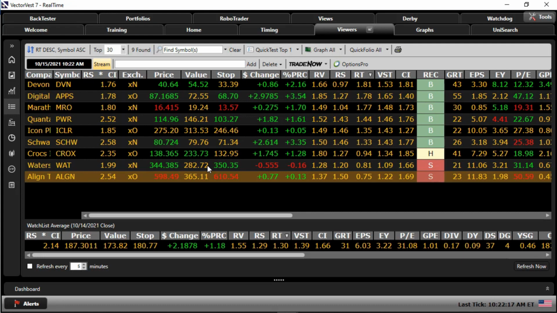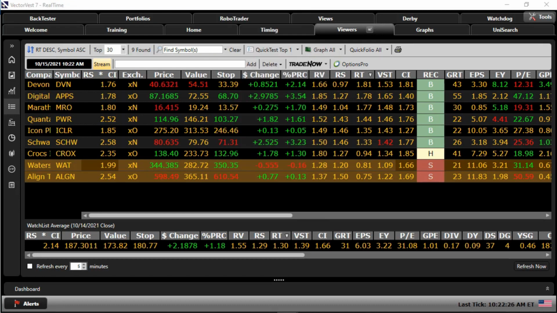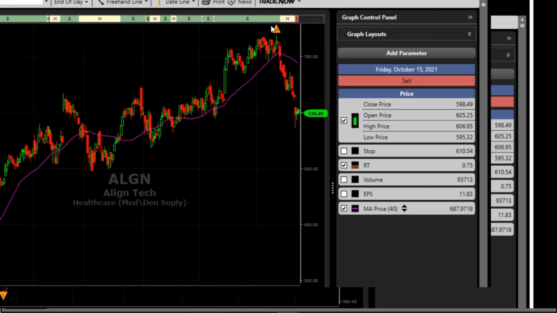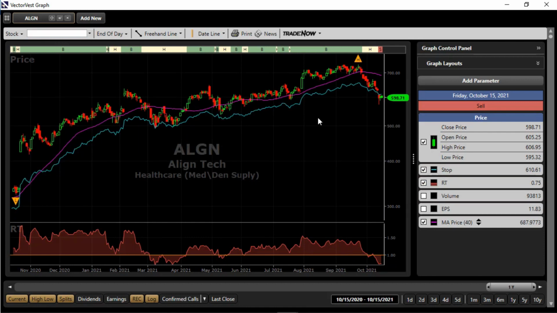So what we want to do, like the slide said, is check the graphs and close any position that has met your predetermined exit criteria. So I'm going to highlight those two. We're going to view the stock graph. Pull the chart over. And what we're looking at is the price of the stock at the top, the recommendation also above price, the 40-day moving average in purple, and the relative timing indicator in red. I'm also going to put our stop price on the chart.